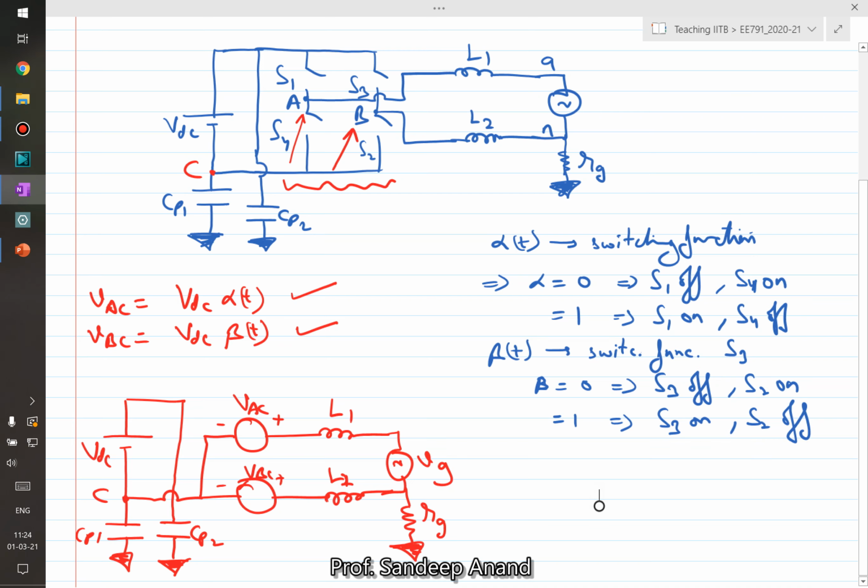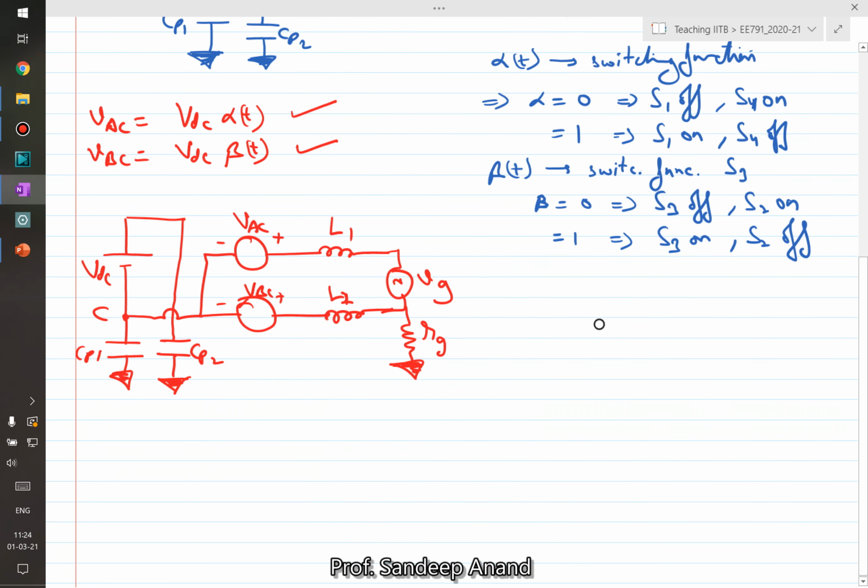Right, so far so good. Now as we understand, we are worried about, or rather we want to study, the current that is flowing in the ground, right? So I leakage.